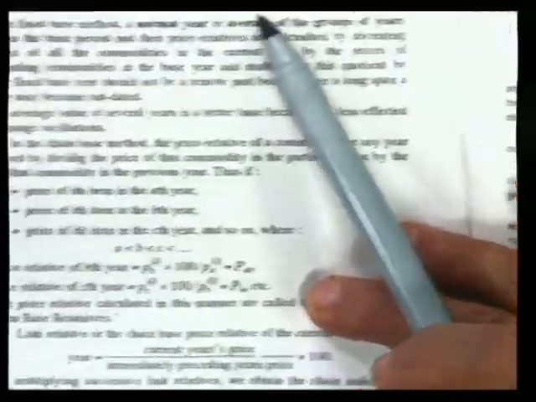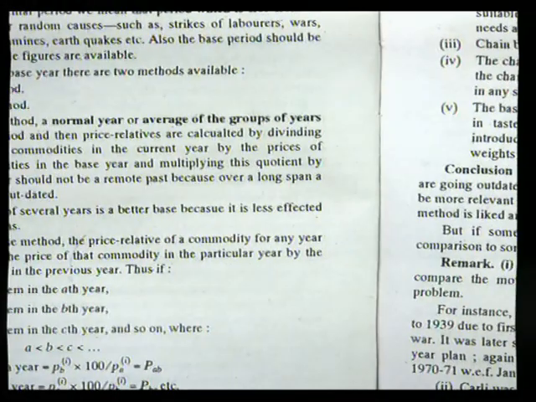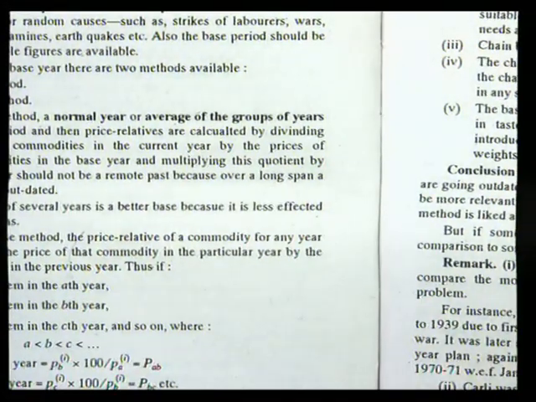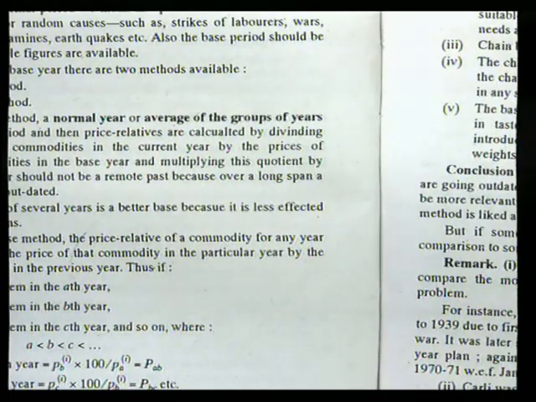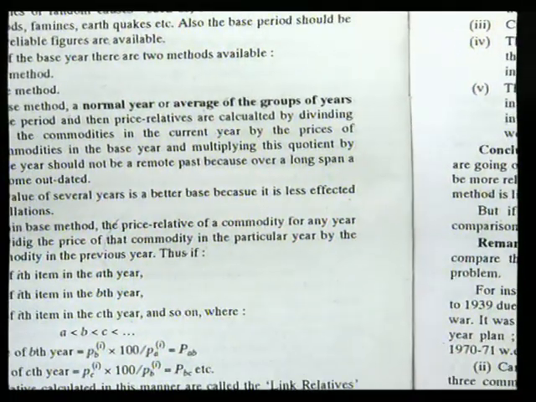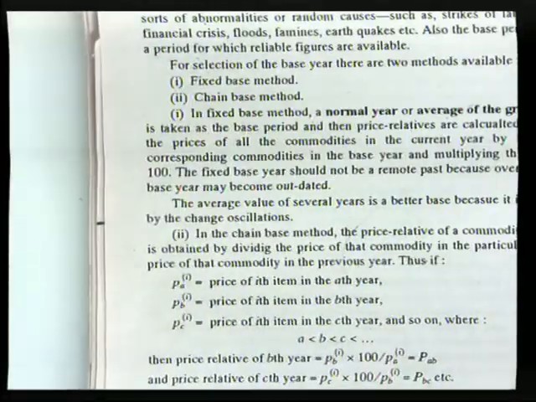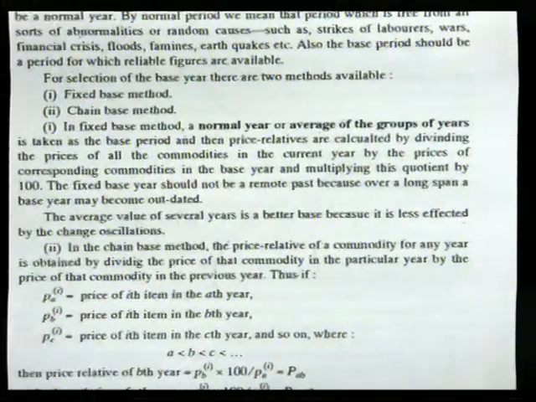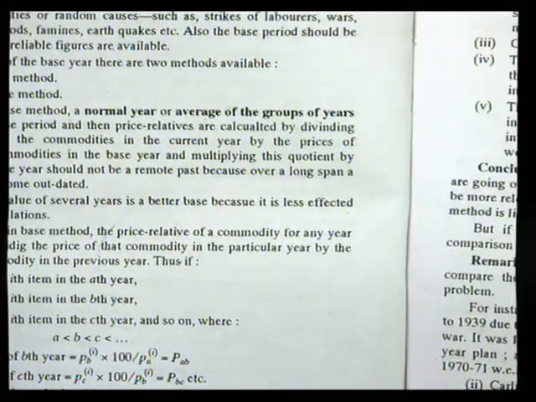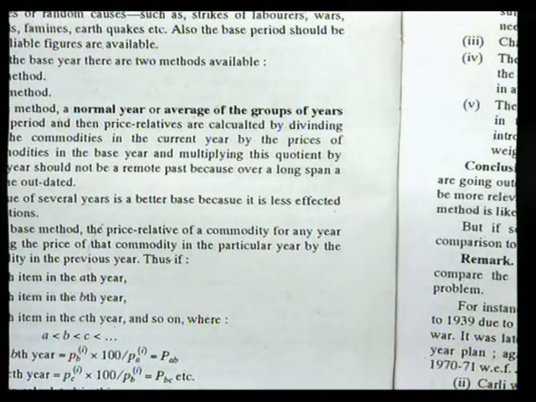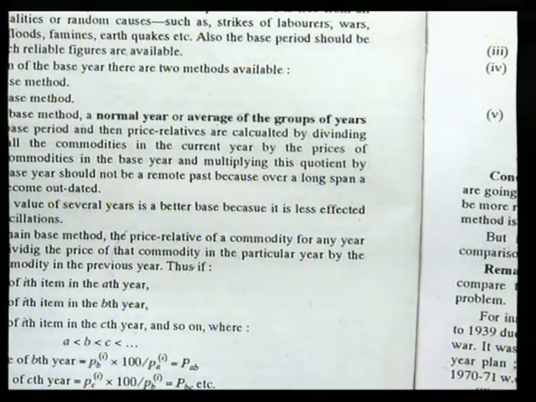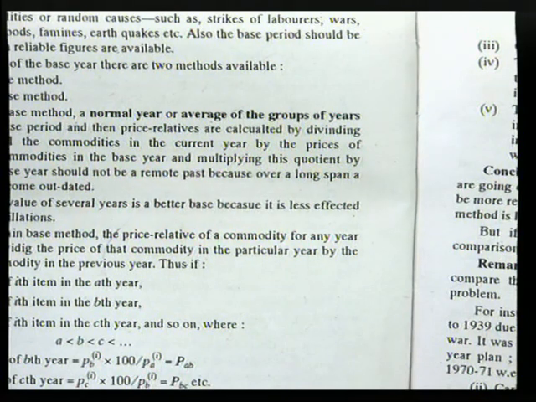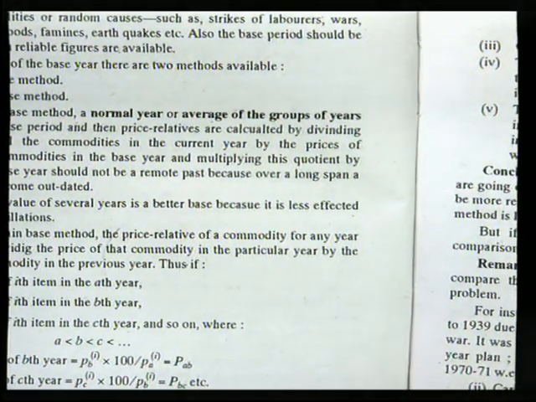So the base period, that is the period with which comparisons can be made, must be a normal year. By normal period we mean that period which is free from all sorts of abnormalities or random ones. So what is a normal period, Vidyarthi Mitro? What is a normal period?